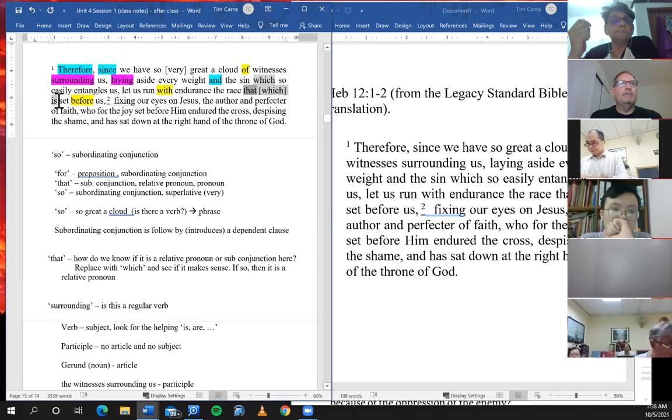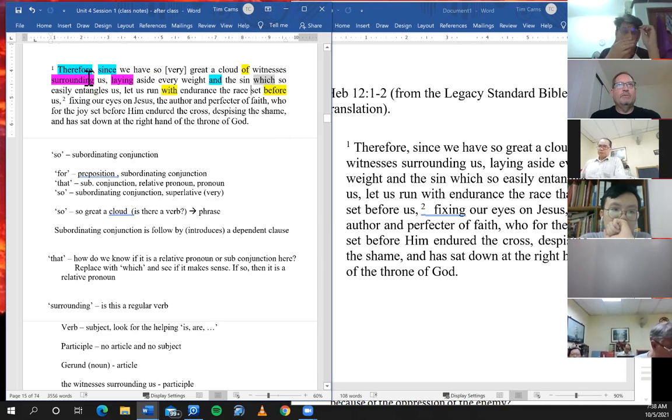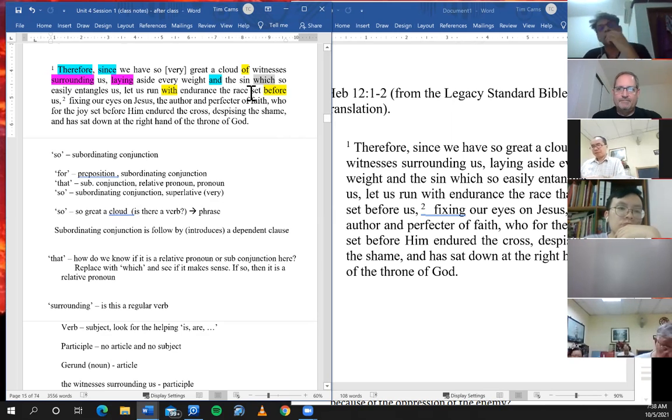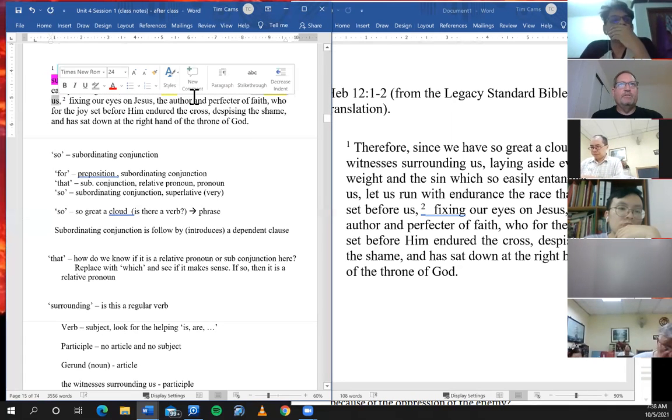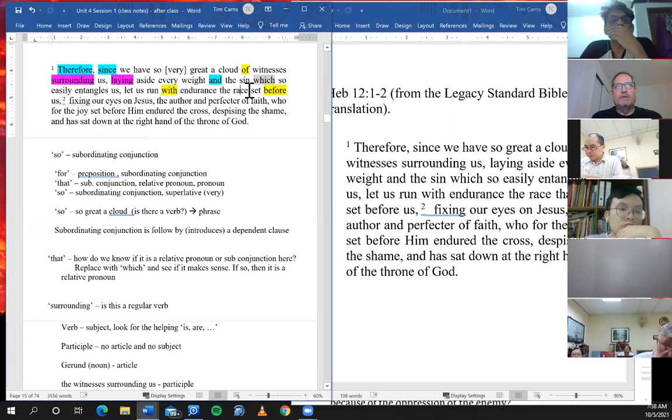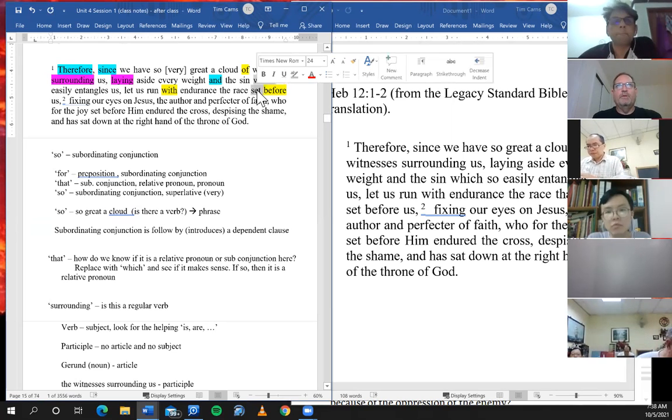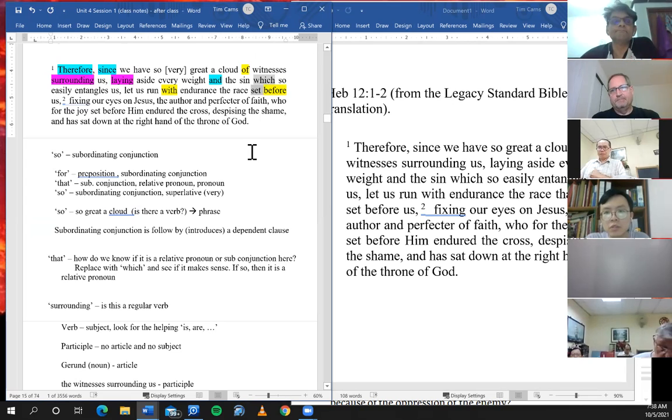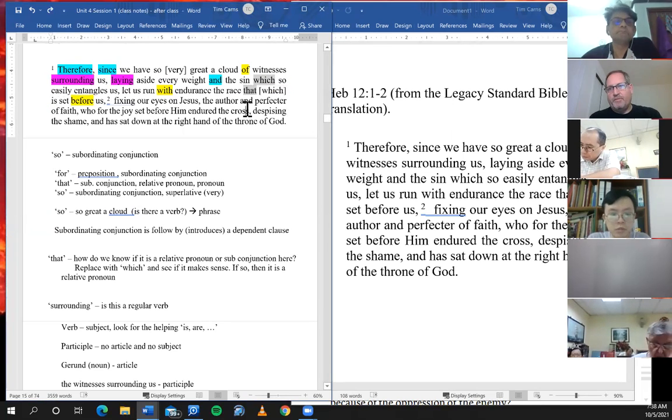If you do that, okay, so basically the race set before us, what you have done now is actually change the word "set" to a participle. Because now "set before us" is describing the race. But there's a verb with no article and no subject. But when we put it back in, the race which is set before us, now this entire clause is still modifying race, but the author is doing it in a slightly different way.